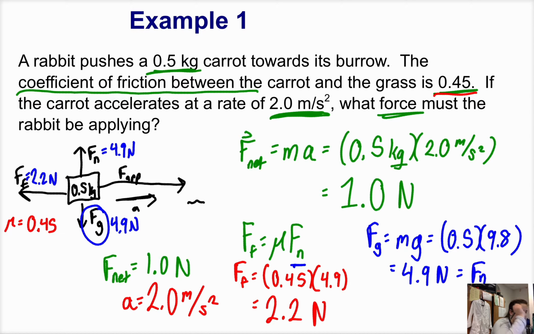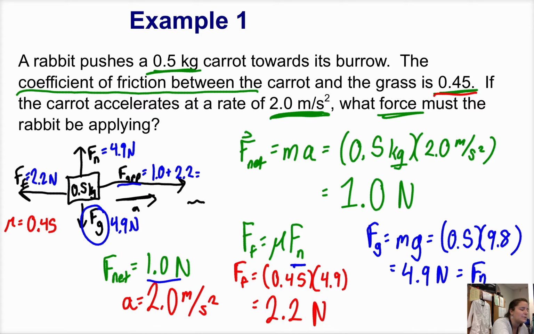So now we just need to find what force the rabbit is applying. What is this applied force by the rabbit pushing on that carrot? Well, the force of friction is opposing that force. And the net force, the total unbalanced force that's causing that acceleration, is 1.0 newtons. So the applied force is going to equal the net force plus the amount of friction, okay? Because that's the stronger force, so it has to be more than what it was before.